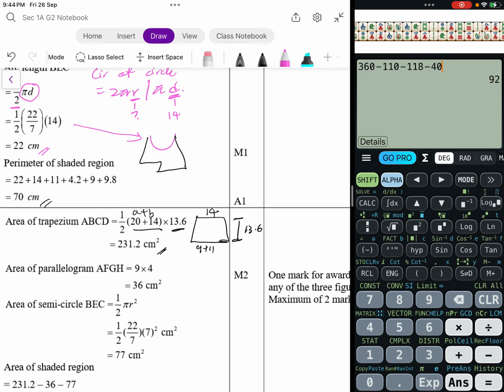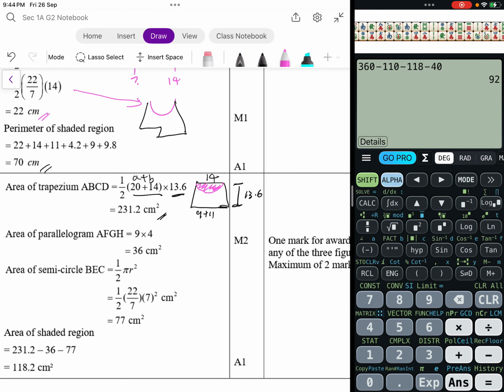Now minus away the semicircle. Pi r squared is the area of a circle formula, but it's a semicircle, so times half. By right, don't use 22/7, use the word pi. Half times pi times 7 squared. Let's find 0.5 times pi times 7 squared, so it's 76.969 something.